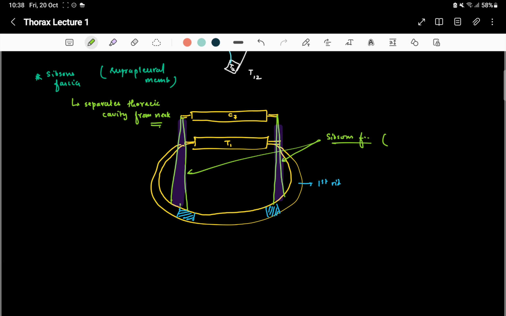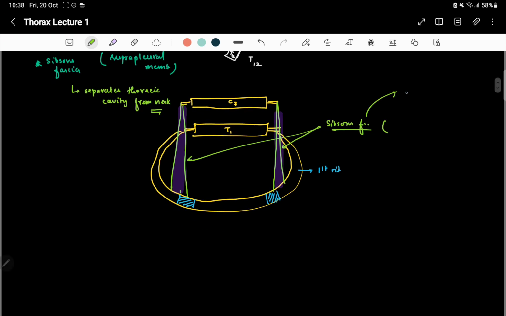The apex of Simpson's fascia is attached to the transverse process of C7. So here the apex is attached to your transverse process of C7, and the base is attached to the inner border of the first rib and its cartilage. Okay, and the base is attached to your inner border or surface of the first rib and its cartilage.